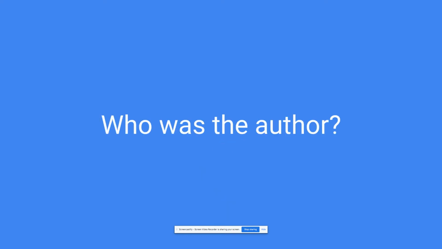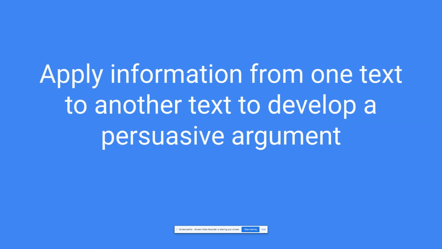Next question. Who was the author? Is this a level 1, 2, 3, or 4? Again, during these questions, please feel free to stop and discuss them with a teacher or a peer online to see if you agree, and if not, then you can have that discussion. Here's another question. Apply information from one text to another text to develop a persuasive argument. Not really a question, but level 1, 2, 3, or 4?